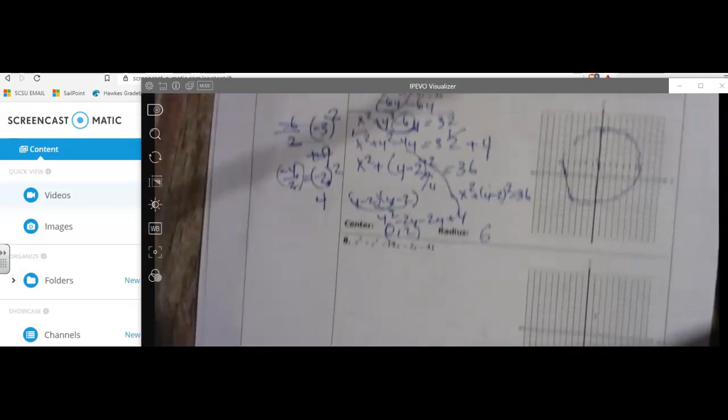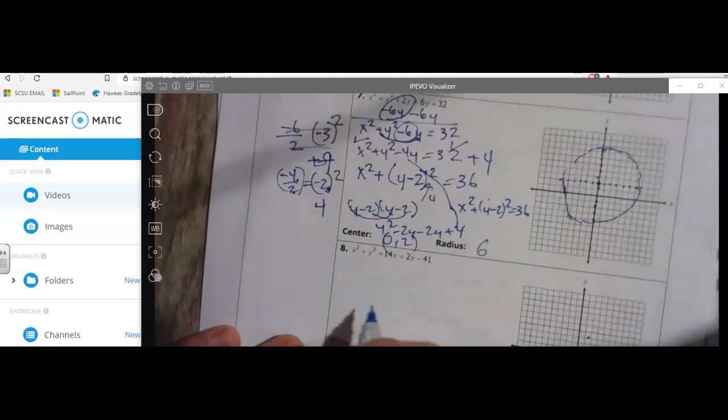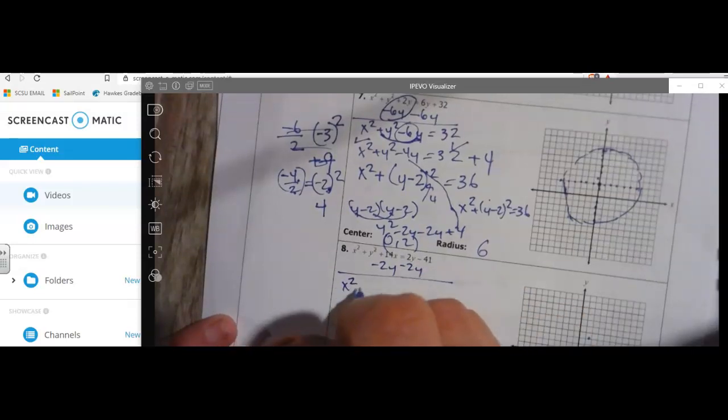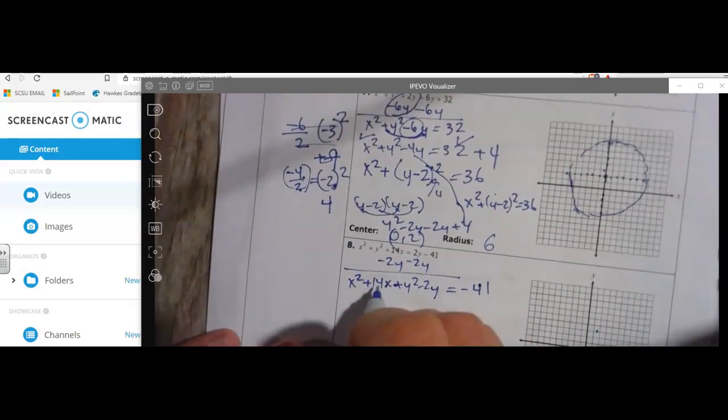And I've got one more to do here, and that's this one here. So I put the x squareds and the y squareds together, so I'm going to bring the negative 2y over. So you have x squared. I'm going to put the 14x next to it because that goes together. Plus y squared minus 2y, put that together, equals negative 41.